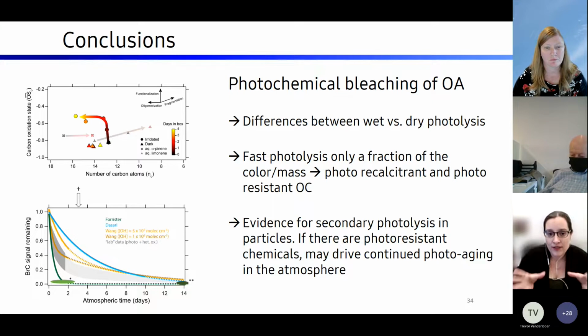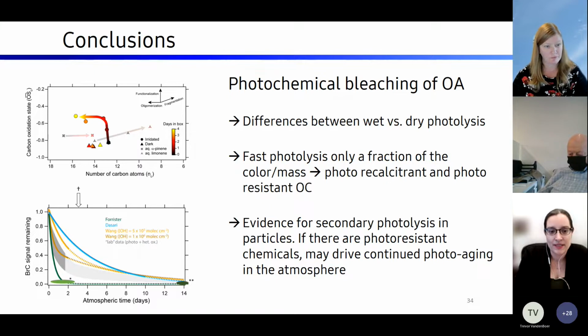We also find for all of the experiments that we're looking at that there's some fast photolysis that occurs, initial rates that are rather rapid, but it's only hitting a small fraction of either the color or the mass in each of these systems. And there's a lot of this photorecalcitrant or photoresistant organic material that is present.